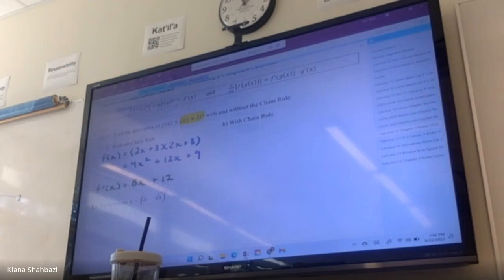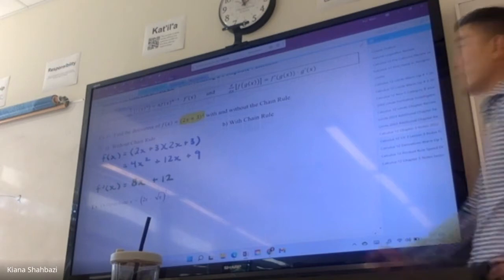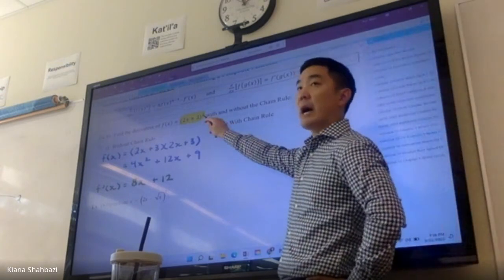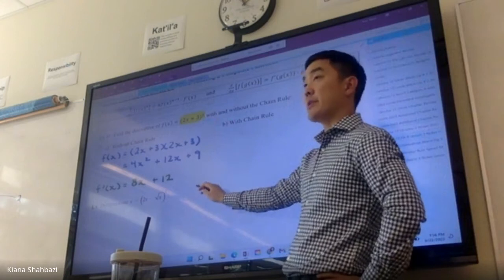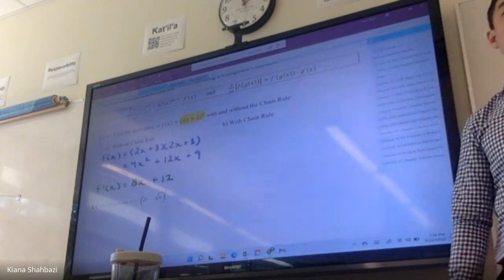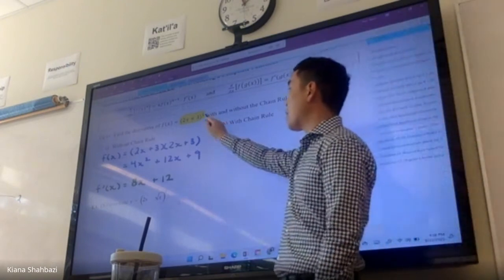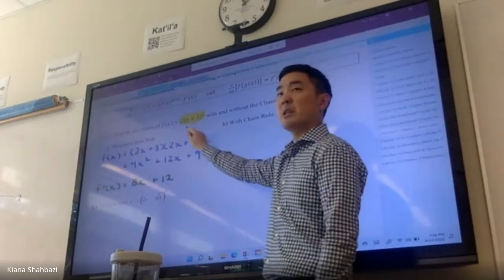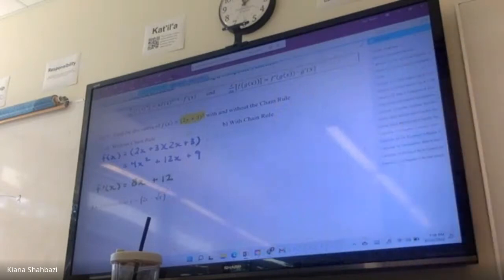If that power was a 99, you can't FOIL this anymore, right? It just takes way too long. So a way to deal with that particular problem is by learning the chain rule. Once again, if this 2 became a 99, FOILing just doesn't work because it takes too long. So let me show you the chain rule. The chain rule works whenever you have a power and an inside function. Does that make sense?